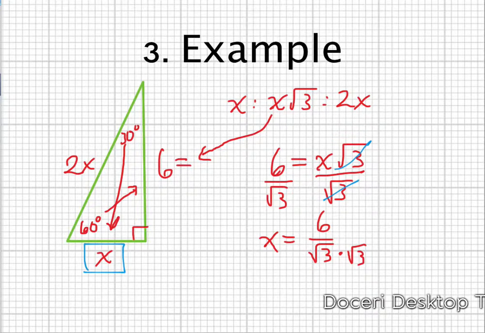Now if I do something to the bottom of a fraction, I have to do it to the top, because that keeps it the same number. It's the same as multiplying by 1 over 1. So square root of 3 times itself on the bottom is going to be square root of 3 times the square root of 3, which we know is the square root of 9. Okay? And on top, I'm left with 6 square roots of 3. Now, what's the square root of 9? That's right, it's 3. So this is going to equal 6 square roots of 3 divided by 3.